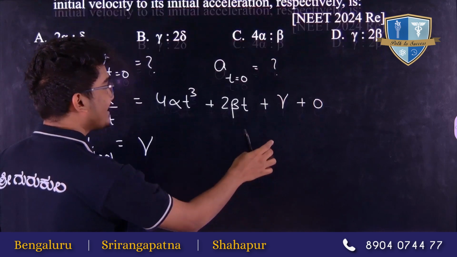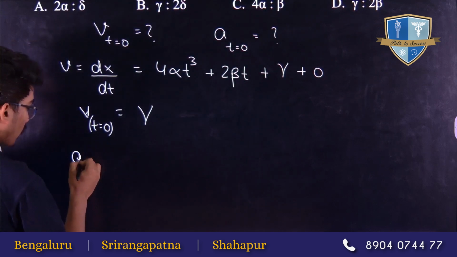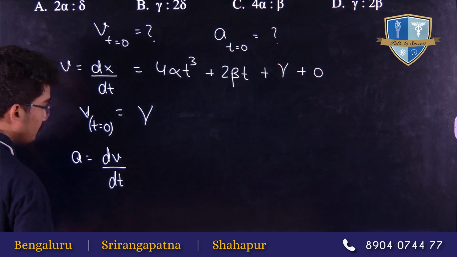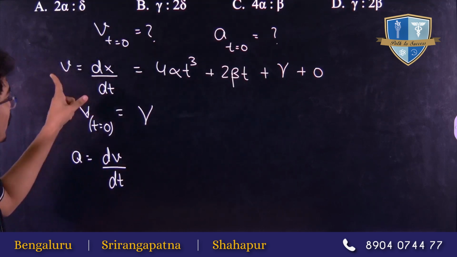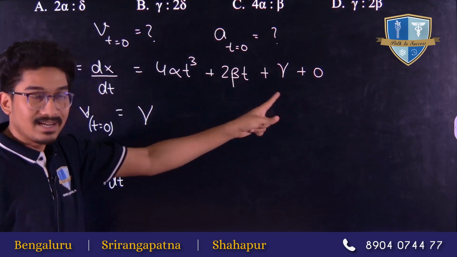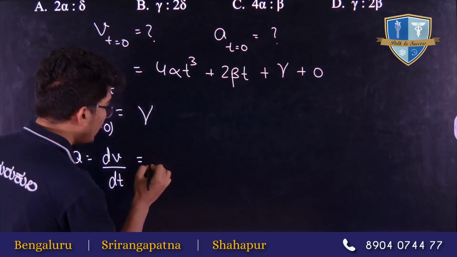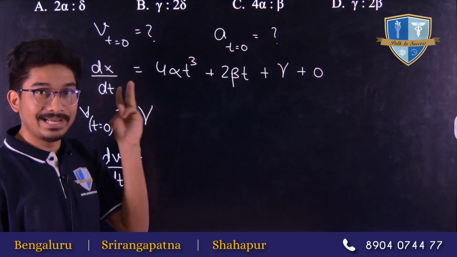Now we need acceleration at t is equal to 0 as well. The acceleration formula we know is dv by dt, as we just studied, correct? Means differentiation of velocity with respect to time. So velocity we have in terms of time. Let's differentiate this again with respect to time. So what will we get? 4 alpha is constant and differentiation of t cube will be 3t square.